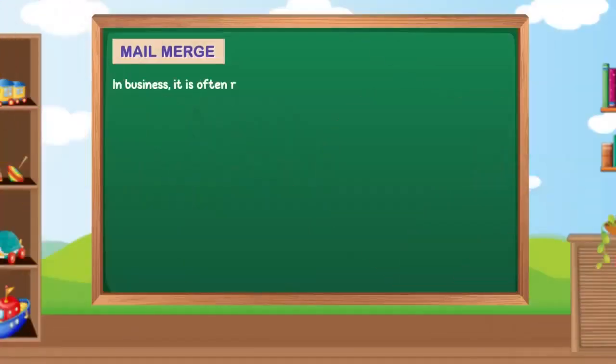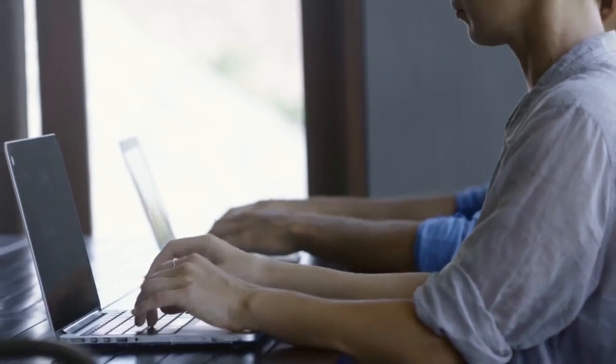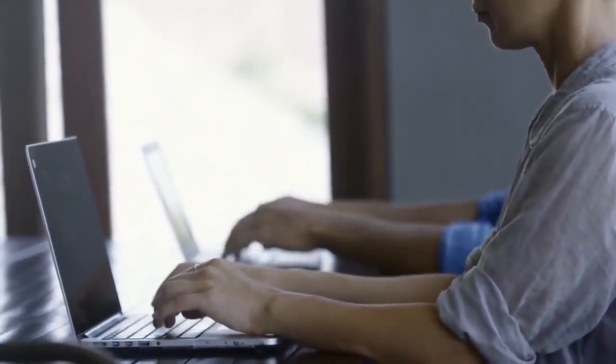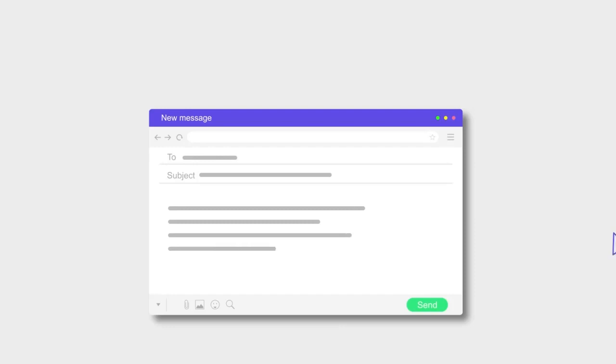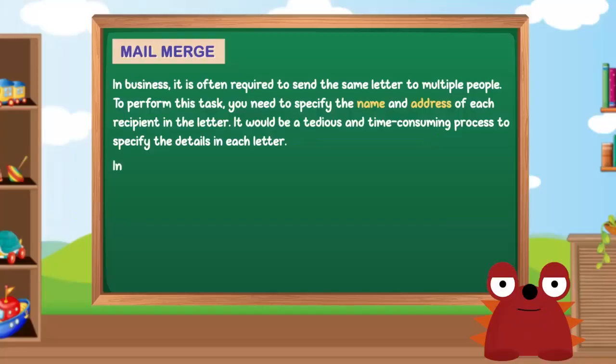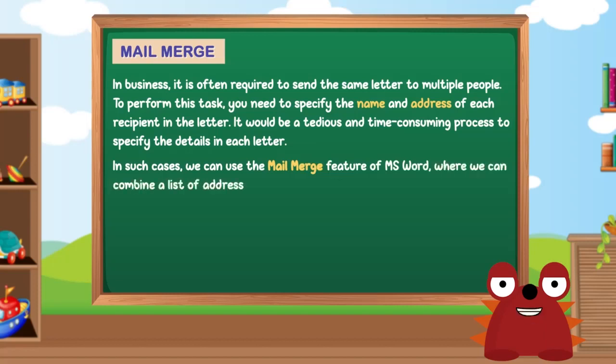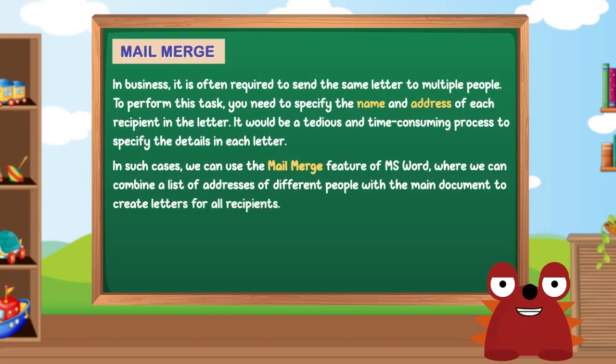In business, it is often required to send the same letter to multiple people. To perform this task, you need to specify the name and address of each recipient in the letter. It would be a tedious and time-consuming process to specify the details in each letter. In such cases, we can use the mail merge feature of Microsoft Word where we will combine a list of addresses of different people with the main document to create letters for all recipients, meaning the receivers.